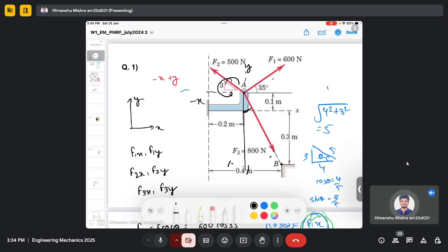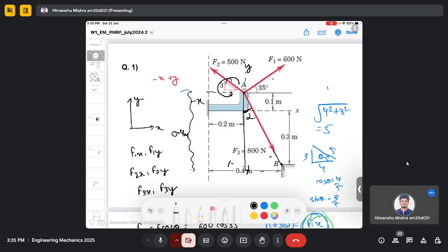So this is my angle alpha here. Okay, so you can see that this distance is 0.4 meter. So now our objective is to calculate this angle first. Once we calculate this angle alpha, then we can calculate the component.